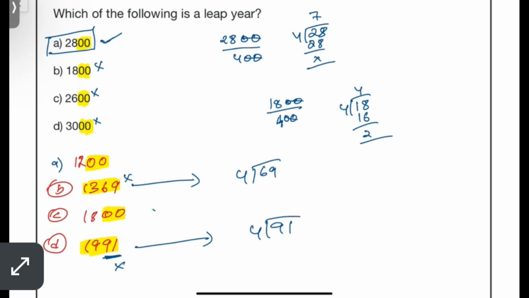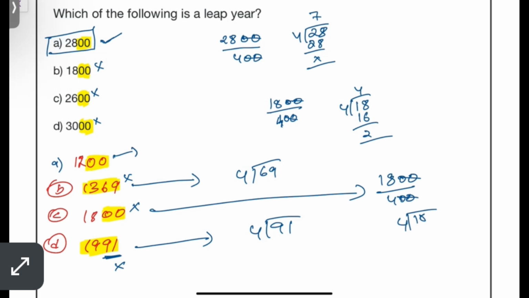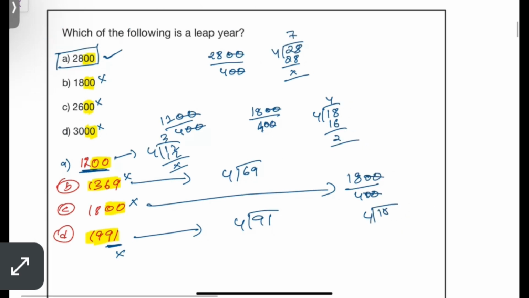What about this one? 1800. Since this is a century year, I need to check it by 400. 00 cancel, that means 18 divided by 4, which is also not divisible. If you check here, 1200. 1200 is 1200 divided by 400, so 00 cancel. 12 divided by 4, 4 3s are 12. That means the remainder here is 0. So likewise, in your options there may be different cases. There may be a century year, there will be a non-century year. In that case, you need to check likewise. So that's the leap year concept.